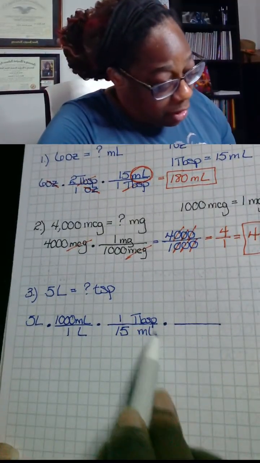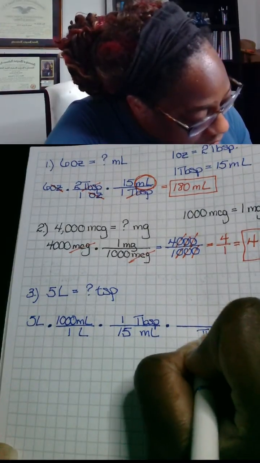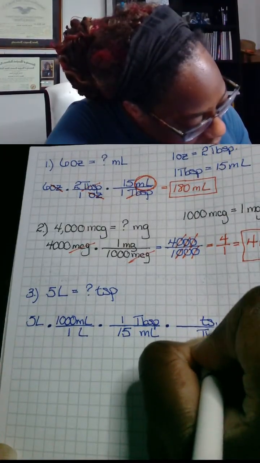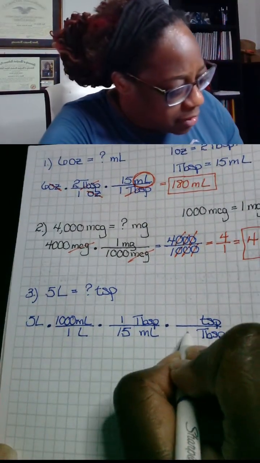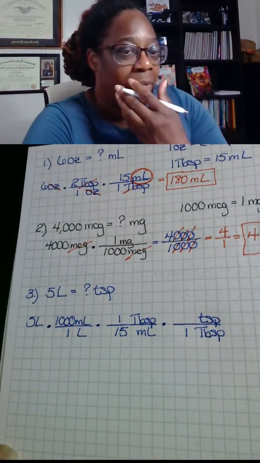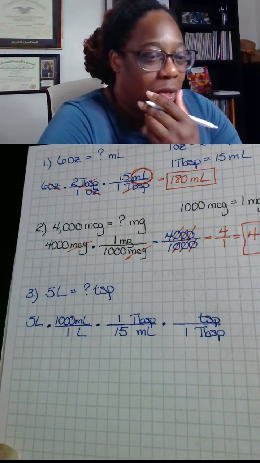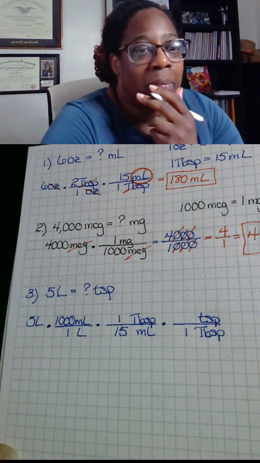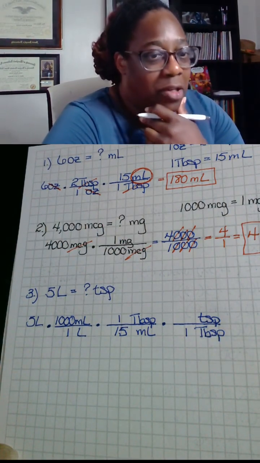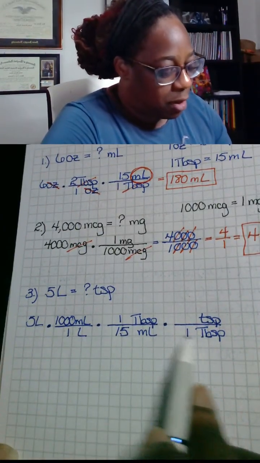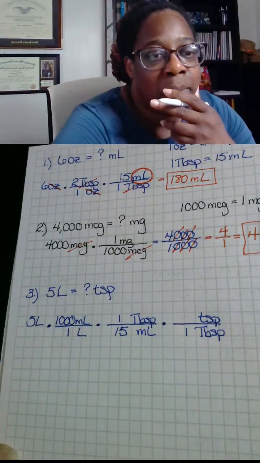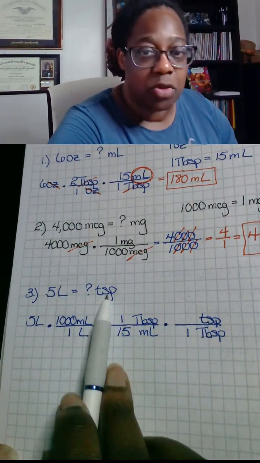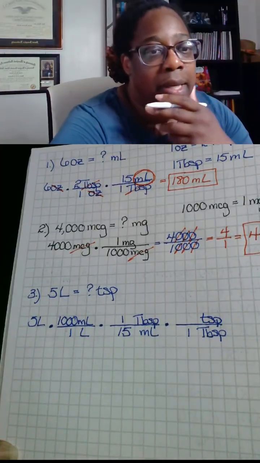All right, so now we want to go from tablespoons to teaspoons. How many teaspoons are in a tablespoon? I had to dig deep on this one. So I go from large to smaller to where I need to be. Why do I put teaspoon? Because that's what we're trying to get to. Okay, you got it?